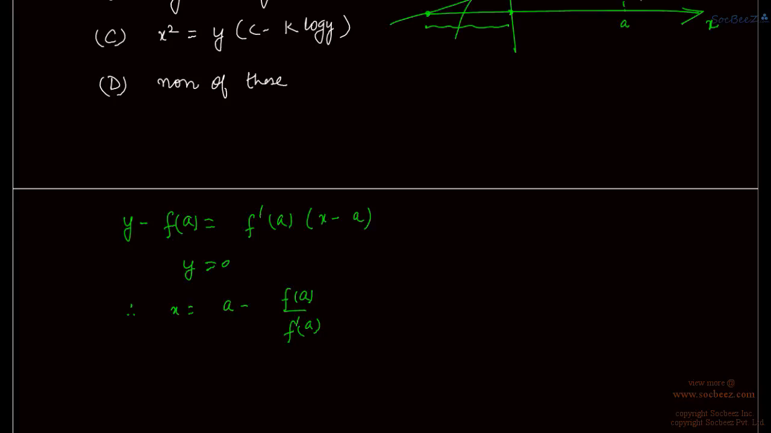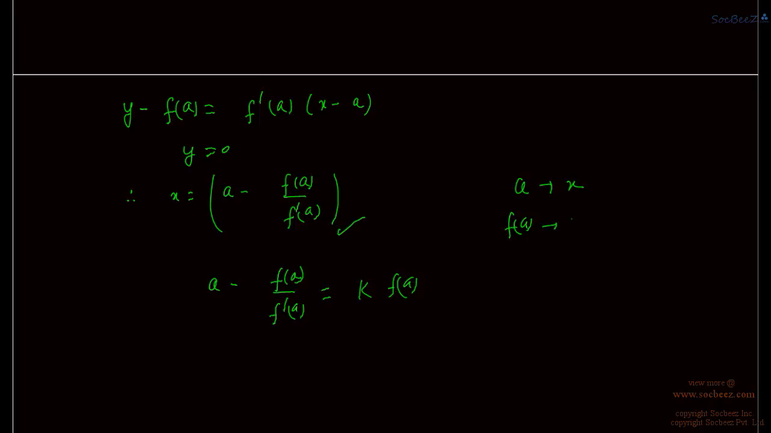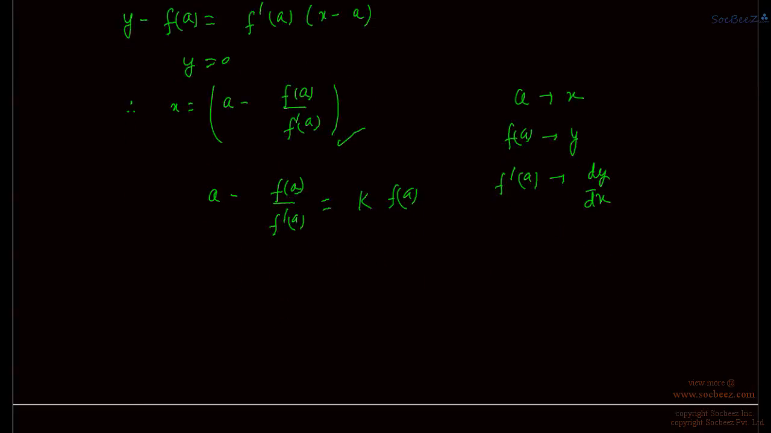Now the distance between this point and the origin is this point itself, right? So this value is proportional to the ordinate, right? So we have A minus f(A) upon f'(A) is equal to k times f(A). Let us write A in general as x and f(A) in general as y, so that f'(A) is dy upon dx. So in place of A we write x, and in place of f(A) we write y: x minus y dx upon dy is equal to ky.